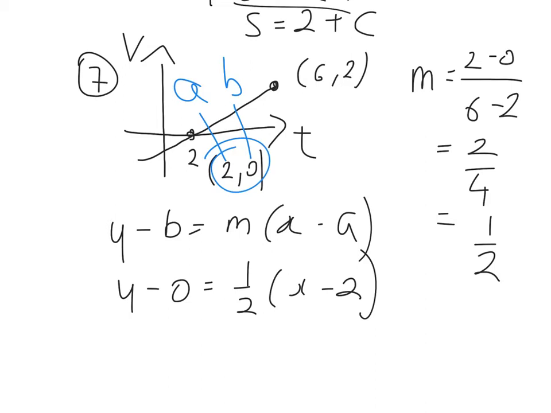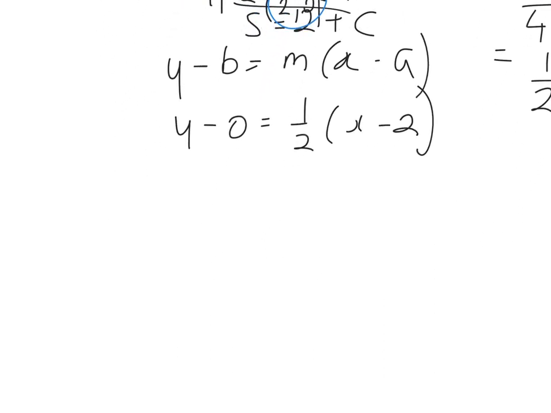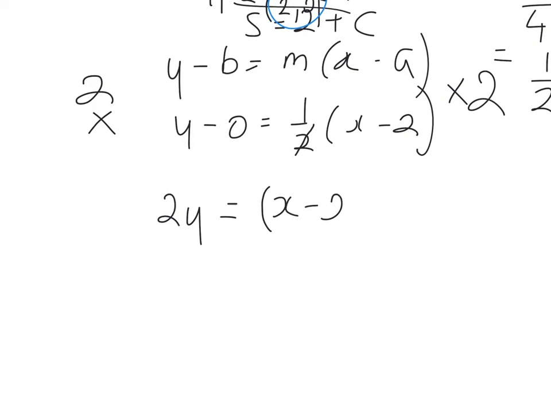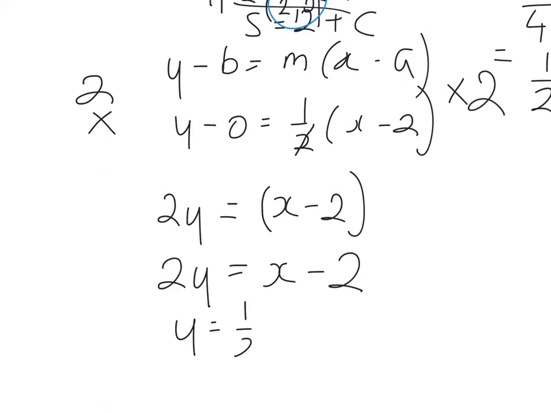The thing that's making this look a bit messy is the fraction of a half, so I can multiply both sides of the equation by 2 to eliminate that fraction. So y becomes 2y. 0 is still 0 if I multiply by 2, so that goes. Now, a half of x minus 2, you multiply that by 2, and a half times 2 gives you 1, so that's just 1 lot of the bracket x minus 2. 2y is x minus 2, and y is equal to 1/2 of x minus 1, or you could leave your final answer as 2y equals x minus 2.